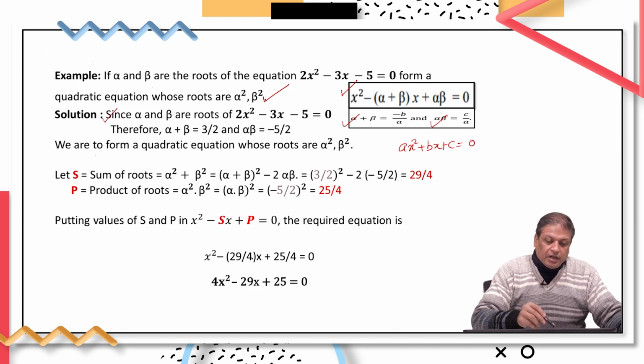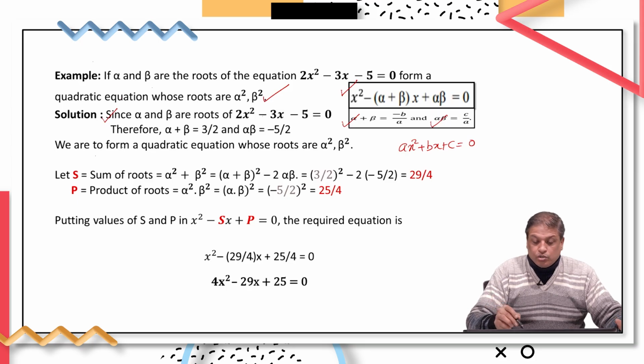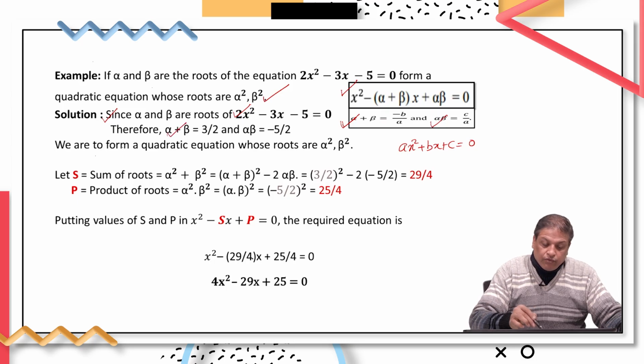Now, since alpha and beta are the roots of the quadratic equation 2x square minus 3x minus 5, applying these identities, that is alpha plus beta is equal to minus b by a, we will get alpha plus beta is equal to minus of minus 3 by 2, because the coefficient of x square, that is a, is 2, and b is minus 3. So, 3 by 2 turns out to be alpha plus beta, and alpha beta turns out to be c by a, and c is nothing but minus 5. So, minus 5 by 2 turns out to be alpha beta.